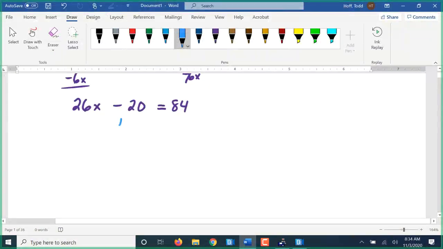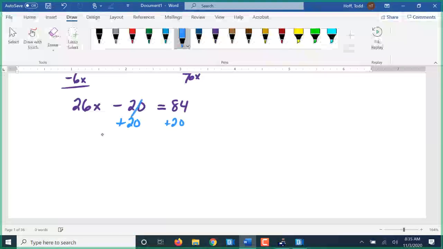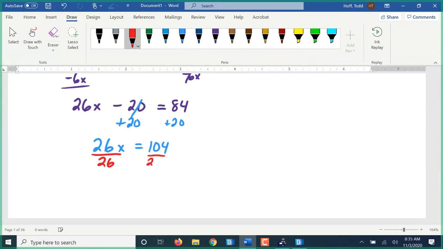So we're going to add the 20. 26x equals 104. And divide by 26. X equals 4.